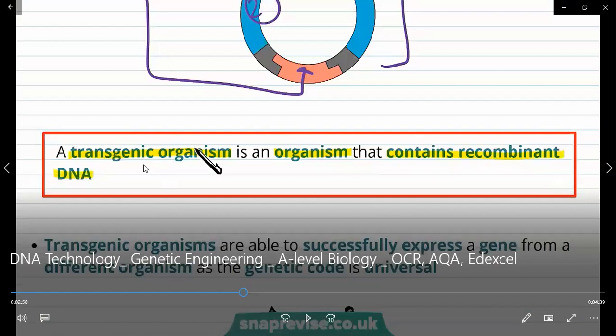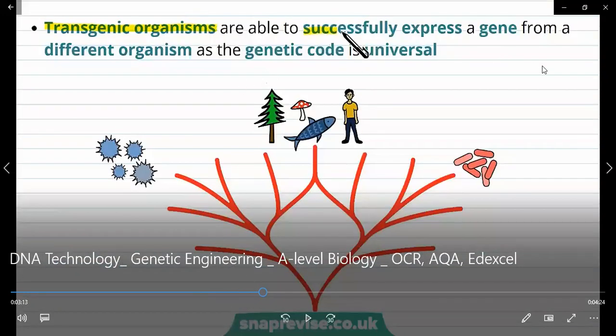And then we said that a transgenic organism would be one that was genetically modified. Another thing being pointed out to you here is that a transgenic organism is an organism that does contain recombinant DNA. So the organism has DNA that has been modified to include DNA from another source.